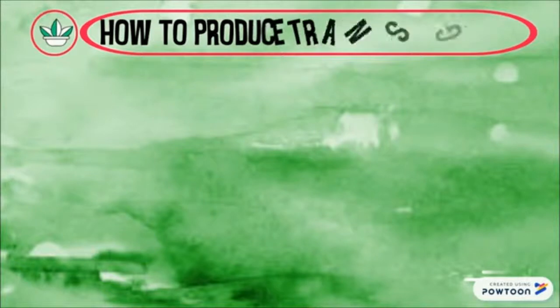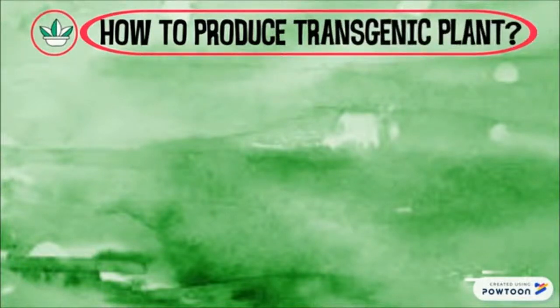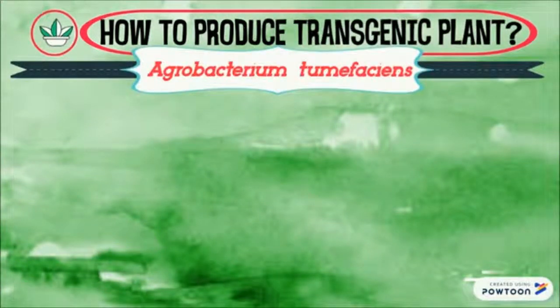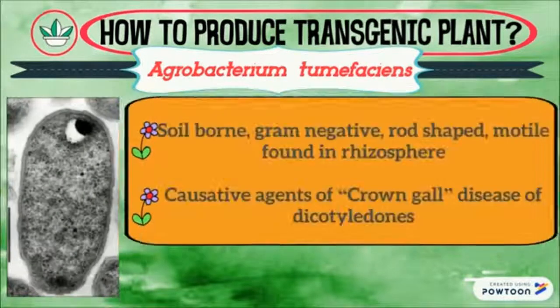Next is how to produce transgenic plants. One of the ways is via Agrobacterium tumefaciens. It is a soil-borne gram-negative bacterium that is rod-shaped and lives in the rhizosphere. These bacteria are commonly known to cause crown gall disease in dicotyledon plants.